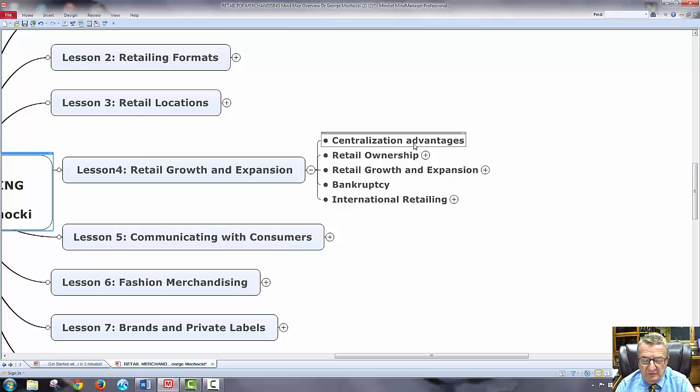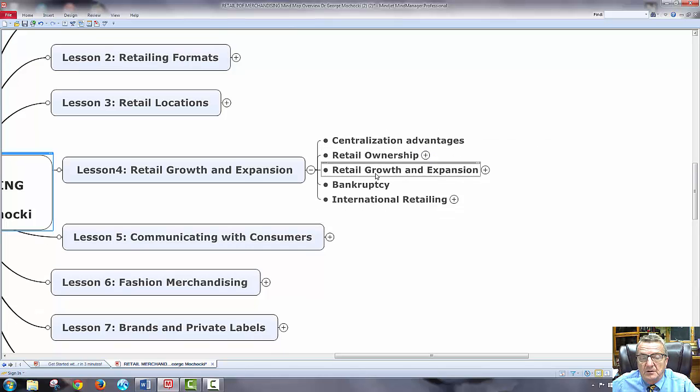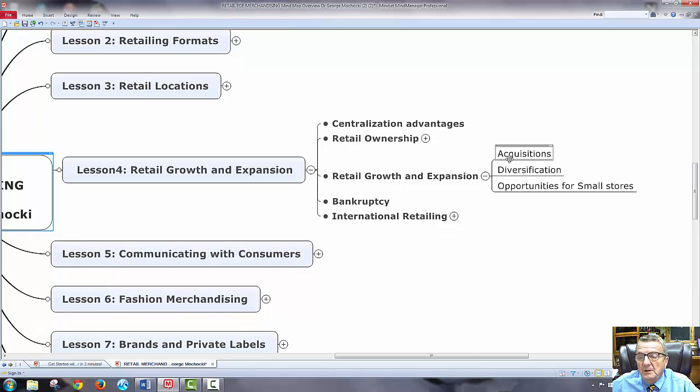This is how you're learning. This is the first exposure maybe for many of you. Others, you've seen it done. Now trying to connect: is this a course for me? Different types of retail ownership. Chain of collaborating. Growth and expansion. How do I grow? Acquisition, diversification, opportunities for a small store, or do I see a niche?